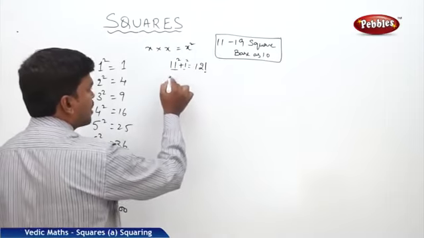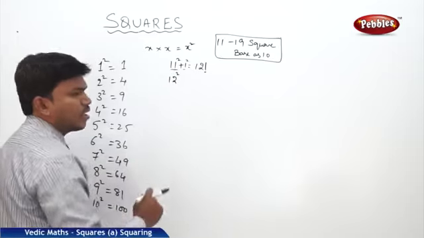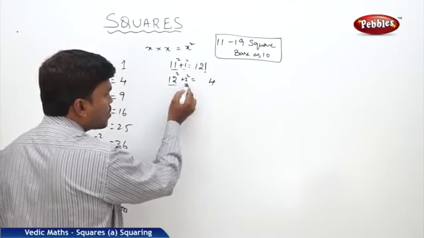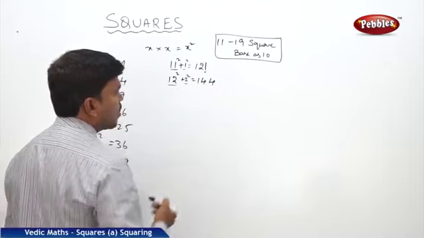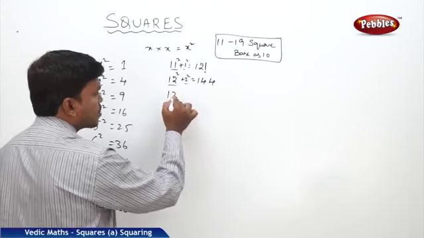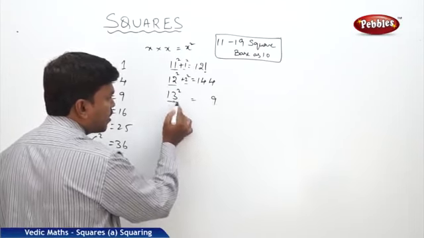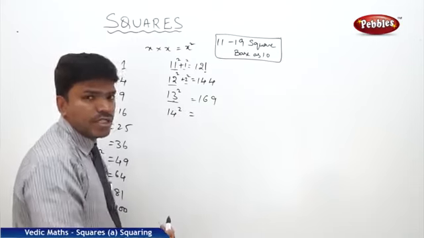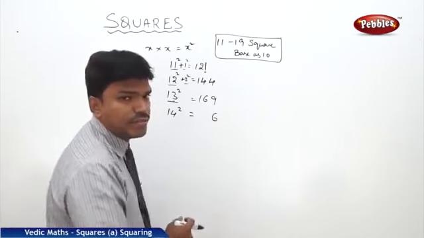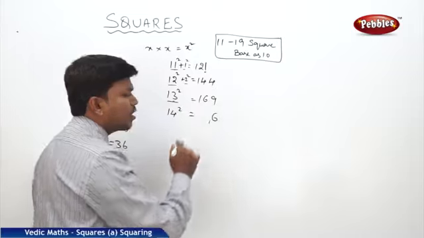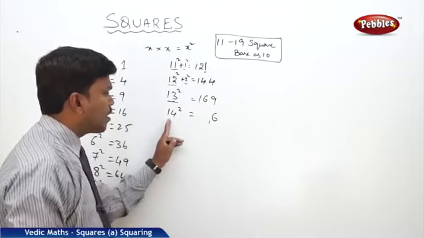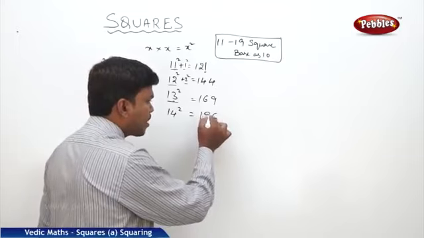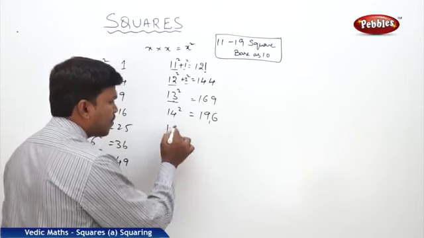One more example. Suppose I need 12 square. First of all, if you compare with 10, 12 is how much more? 2 more, right? So what is 2 square? 4. Now 12 plus 2, 14. So right here 14. So the answer is 144. Similarly 13 square. 3 square 9. 13 plus 3, 16. So 169. Similarly 14 square. 4 square 16. 16 means I am writing 6 only here, but the tens place digit 1 will be carried to the next part of the answer. Now 14 plus 4 is how much? 18. 18 plus 1, the carry, 19. So the answer is 196.